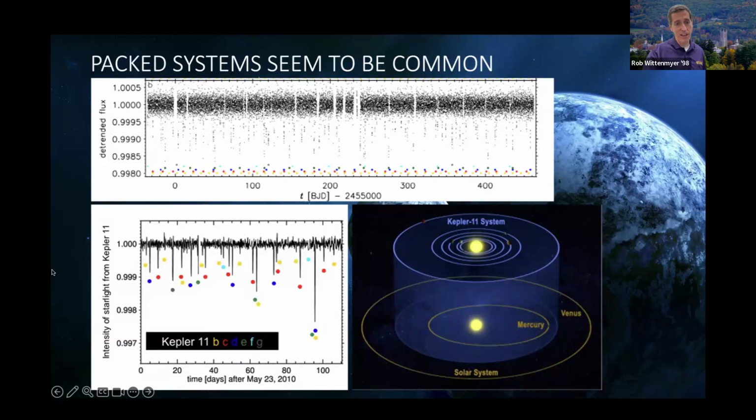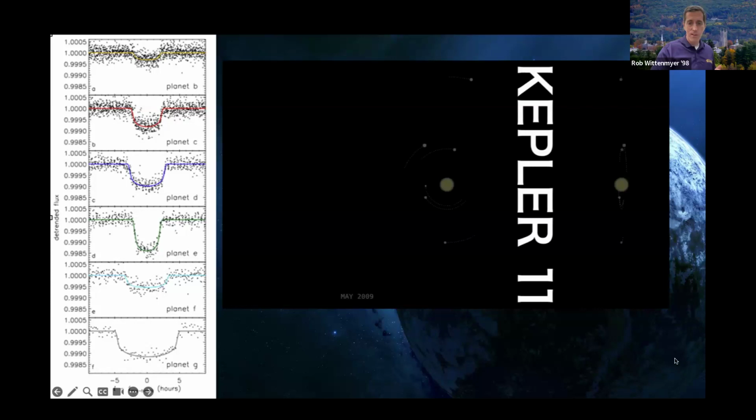Kepler 11 is the famous one here. You could cram 6 planets inside the orbit of Venus. So all of them transited. That was fun. Here is the Kepler 11 system.